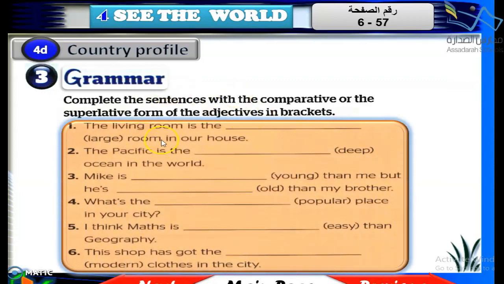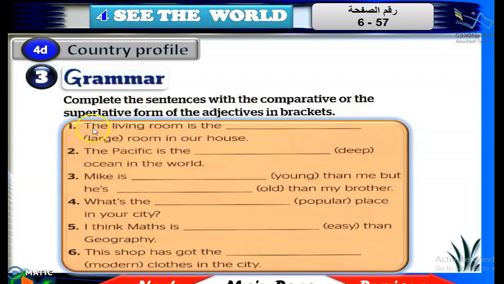Let's take these sentences and complete them with the comparative or the superlative form of the adjectives in brackets. Of course, to make it clear for you, when we have the article the, we have to put the adjective in the superlative. When we have than, after the adjective, we put the adjective in the comparative form.